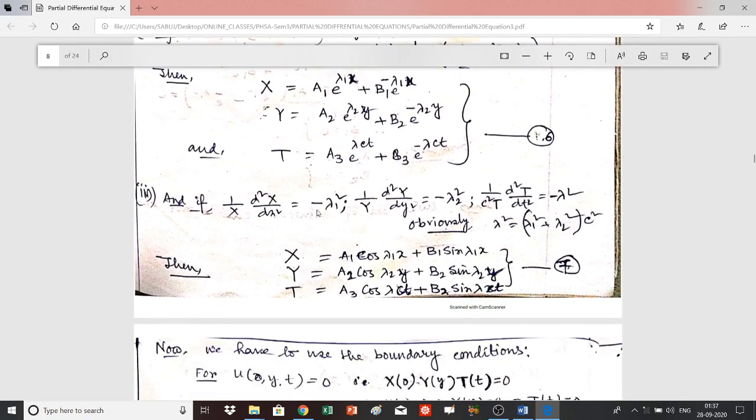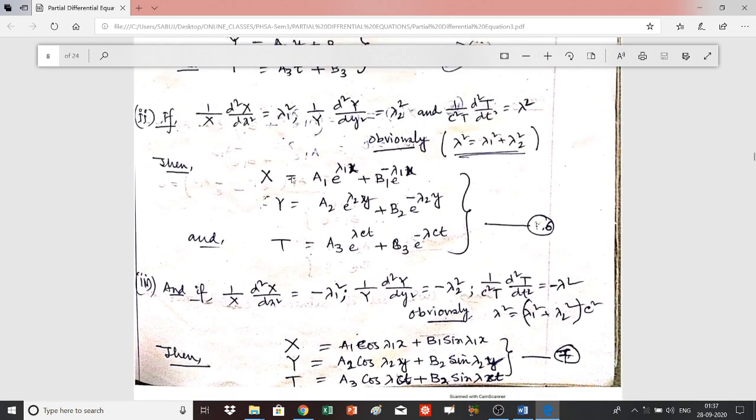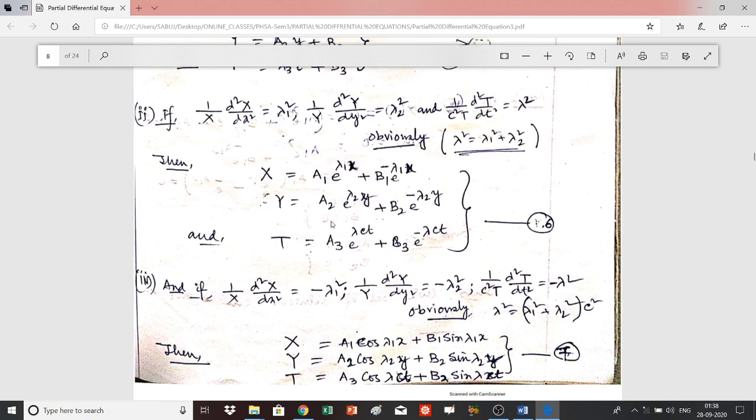Now, if you do it once, from here we can find the solution. From this one, X = a1 e^(λ1x) + b1 e^(-λ1x), and from here we similarly obtain Y = a2 e^(λ2y) + b2 e^(-λ2y), and since it is λ², in this case we may also get T = a3 e^(λct) + b3 e^(-λct). All a's, b's and c's are arbitrary constants.